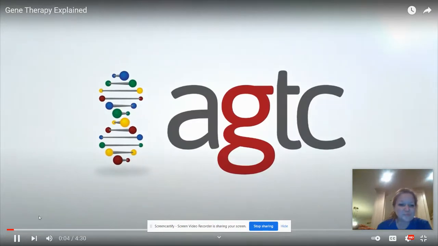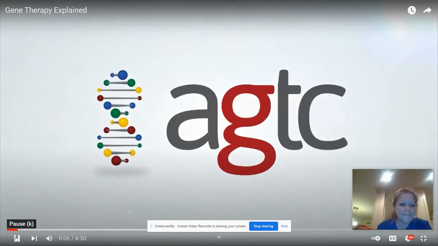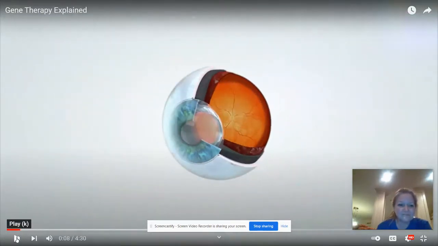Develop long-lasting therapies for people with severe diseases. Our initial focus is in... so first of all, let's define what gene therapy is.